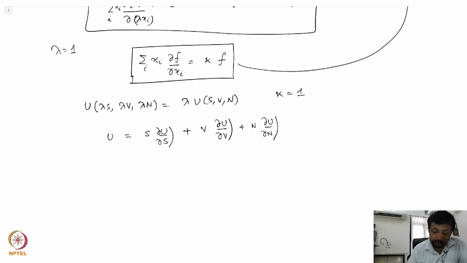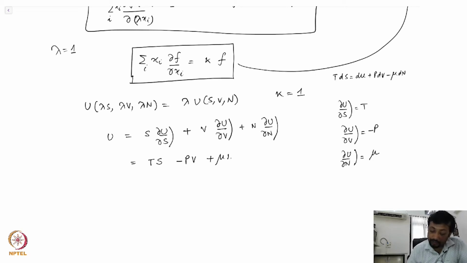Correct? But what is del U del S? I know that del U del S from the first law is equal to T, and del U del V is equal to minus P, right? If you have forgotten how to write it down, you always write down the first law for the hydrostatic system, T dS minus P dV plus mu dN, and then you can see that del U del V is minus P and del U del N is equal to mu. So this means U equals TS minus PV plus mu N.